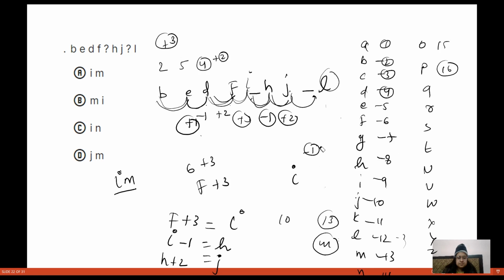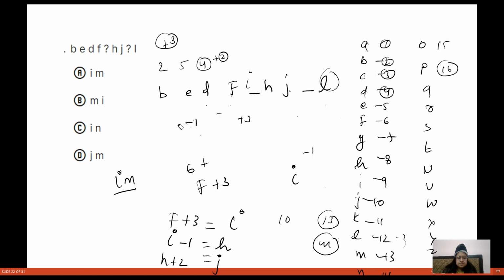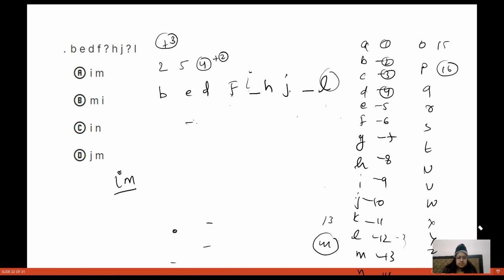So I hope you understand this. This was a little bit cumbersome because the calculations are very near to each other. So let us understand this once more. When we went from B to E, that is plus 3, because B is 2 and E is 5. Then E to D is minus 1. Then D to F is plus 2, because this is 4, this is 6. So this is the sequence going on.